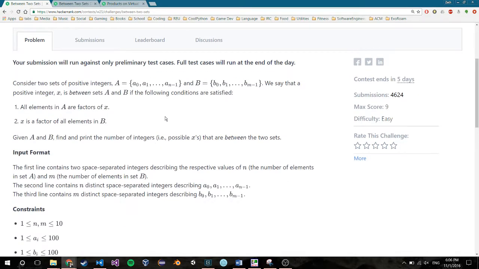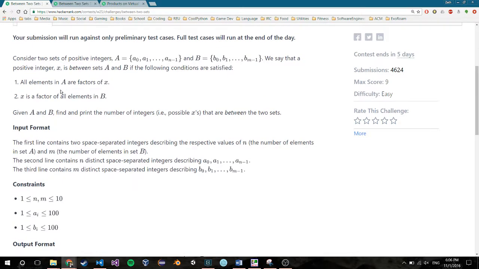So basically they just give you two sets of numbers, A and B, and then you're supposed to list all the integers x that are between these two sets. And what it means to be between is basically x is between A and B if all the elements in A are factors of x, and x is a factor of all the elements in B.